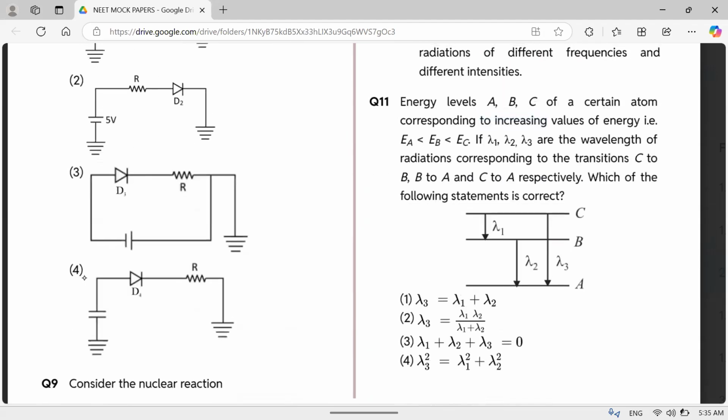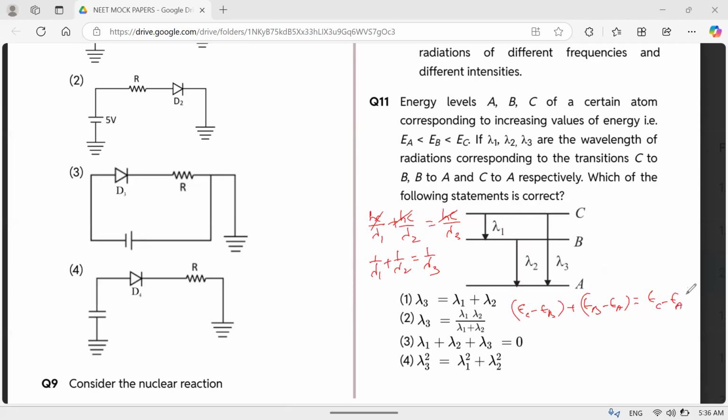Okay. What did everyone get? Energy of C minus energy of A will be equal to lambda 3. So I can write here hc divided by lambda 1 plus hc divided by lambda 2 must be equal to hc divided by lambda 3. hc will get cancelled. So it is 1 by lambda 1 plus 1 by lambda 2 will be equal to 1 by lambda 3. Energy of C minus energy of B plus energy of B minus energy of A must be equal to energy of C minus energy of A. Energy formula is hc divided by lambda. Simplified, you will get the value of lambda 3. So how much am I getting for lambda 3?